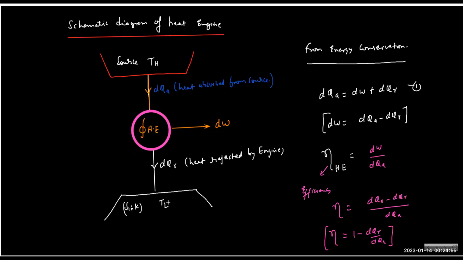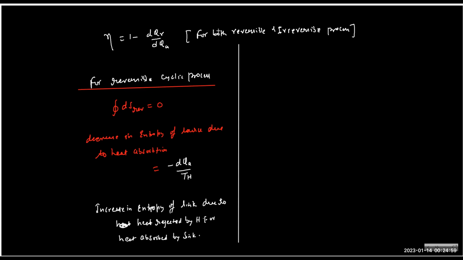How much sink is getting in it? dQr. So we can say dS sink is plus dQr by TL, and you can say this is dS source. But we know that the dS source plus dS sink for any cyclic process is always 0.